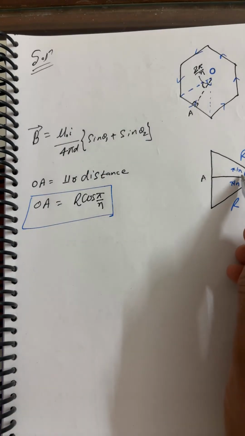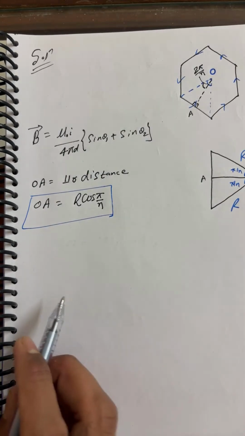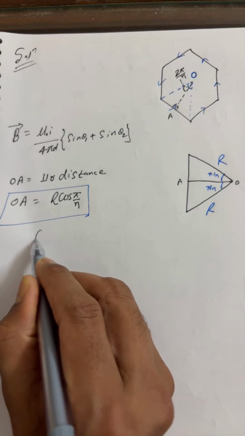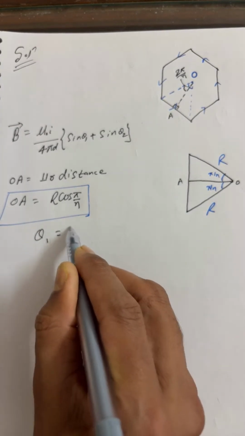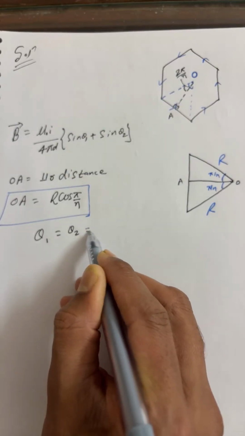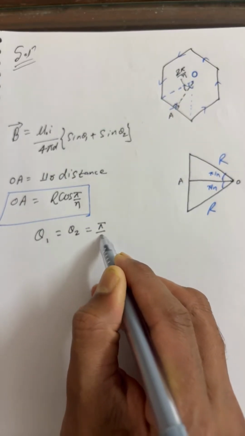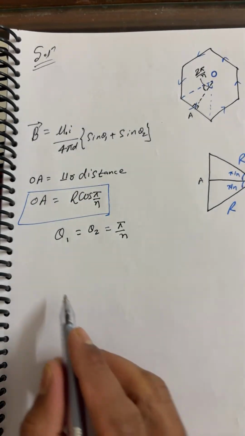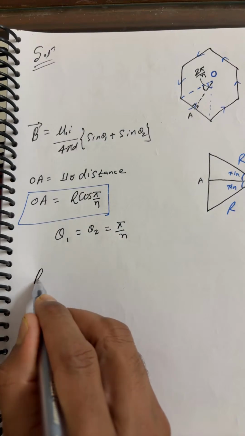From this diagram you can easily say that theta 1 is equal to theta 2, which is equal to pi by n. Right, students? You can put this value in the above equations.